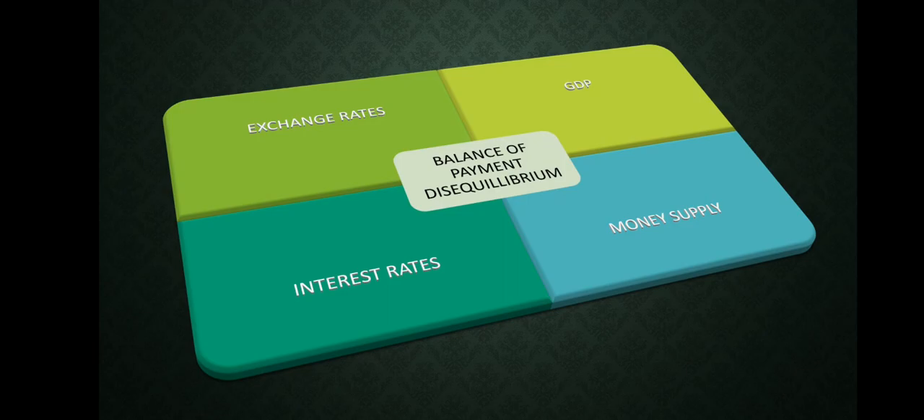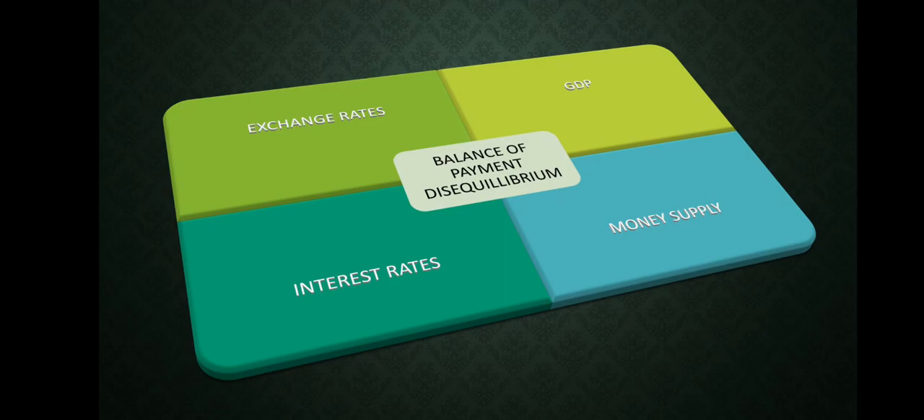Much the same way, if balance of payment is in surplus, this means that there is surplus demand for domestic currency in the international market. The government then intervenes in the market and sells domestic currency to correct the balance of payment surplus.